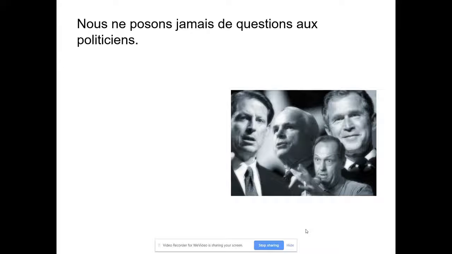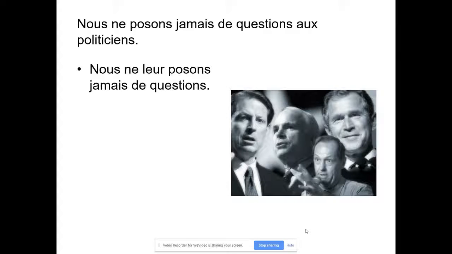Nous ne posons jamais de questions aux politiciens. Here we've got a negative. Okay, ne jamais is never, just like ne pas, only it has to do with time. And what's my indirect object? It's a little bit hidden there because I don't see à. Instead, I see the contraction of à and les, A-U-X. So that's my indirect object, aux politiciens. And where am I going to put it? In front of the verb. It doesn't get separated from the verb by anything. Nous ne leur posons jamais de questions.